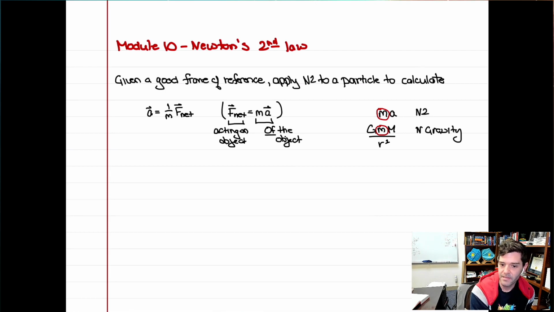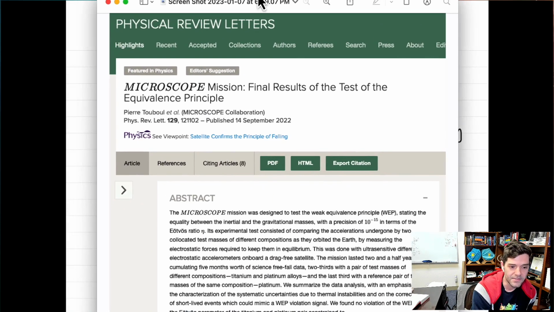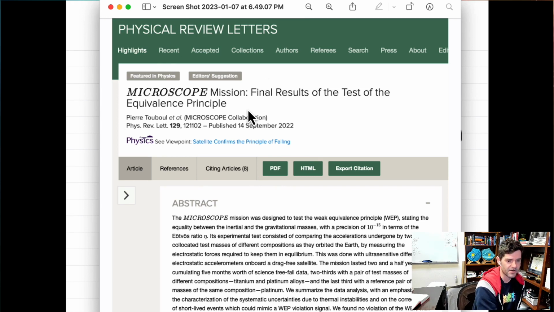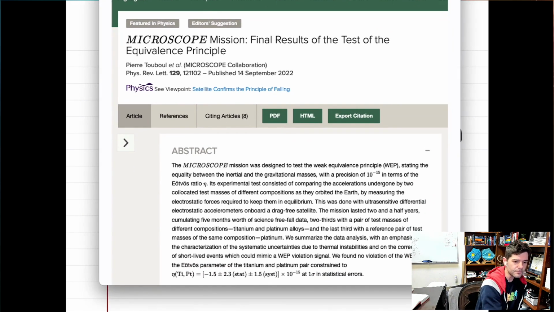So I looked it up, and people have done measurements for decades to show that these two masses indeed do seem to be the same in magnitude. And as of 2022, there was a spacecraft that was launched by the French Space Agency in the late teens of the 2000s, which conducted experiments to measure the equivalence between this inertial mass and this gravitational mass.